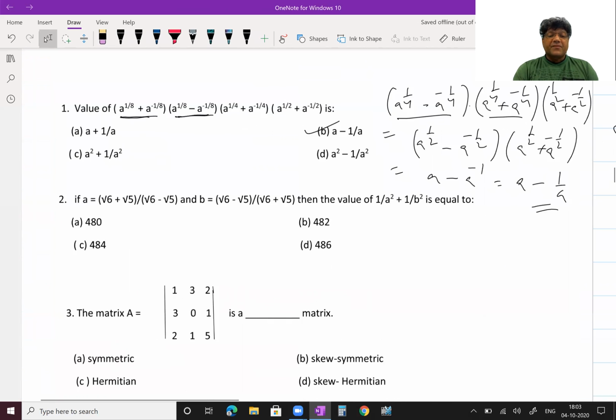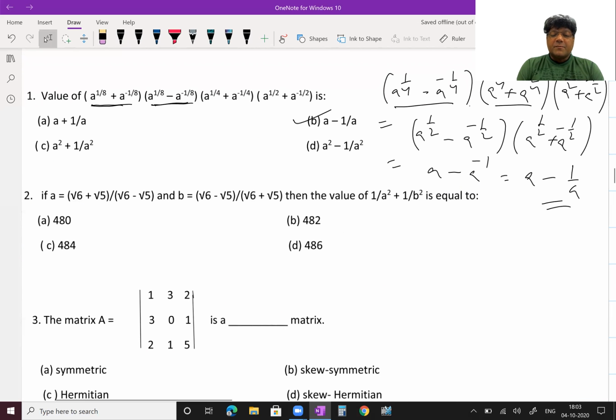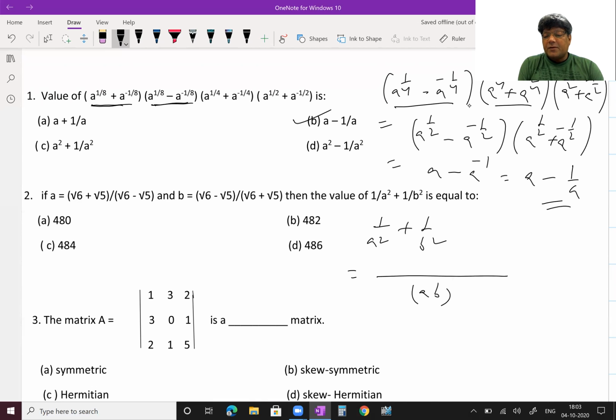Next question. A is equal to this, b is equal to this, find the value of 1 by a square plus 1 by b square. Guys, 1 by a square plus 1 by b square, you can take the LCM, it will come a square b square, that means ab whole square, and numerator will come b square plus a square, that we can write a plus b whole square minus 2ab. So now we will calculate the value of a plus b, and ab we will put.